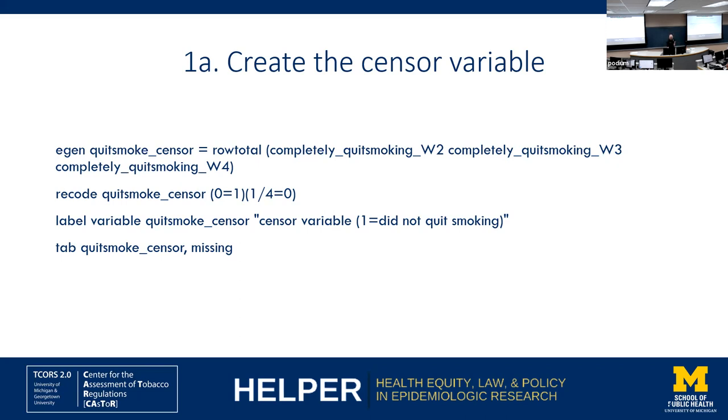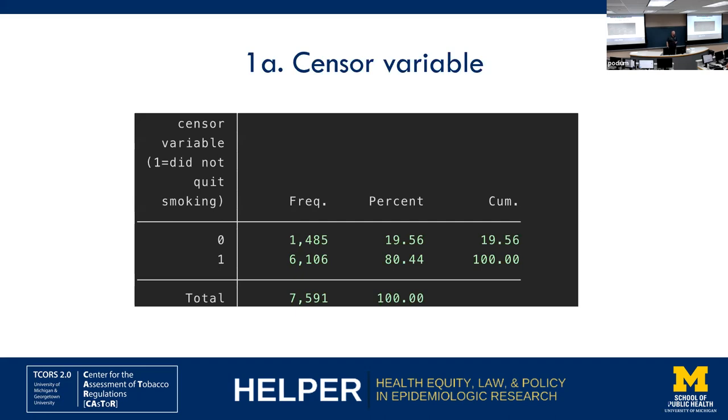Once a censor variable is created, this is what it looks like or should look like from the example that I'm going to show you. There's 7,591 smokers, 1,485 reported quitting smoking, and 6,106 reported not quitting. So this is what the variable is going to look like. So that's a censor variable.